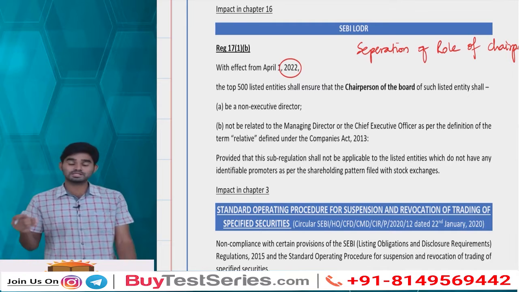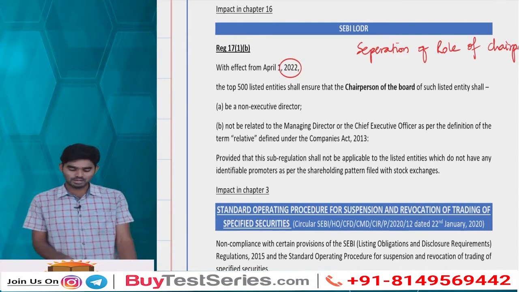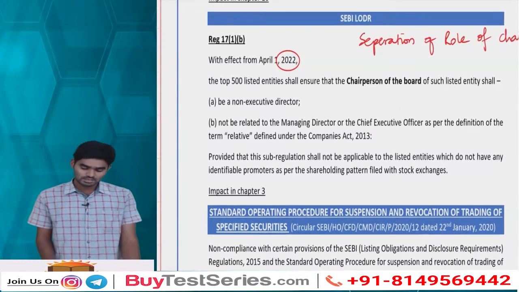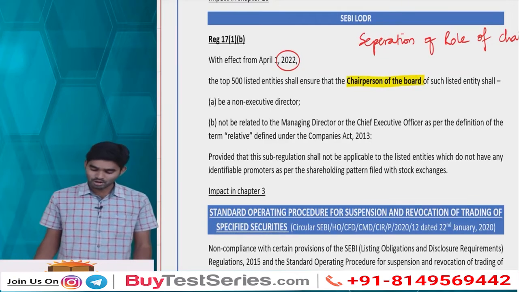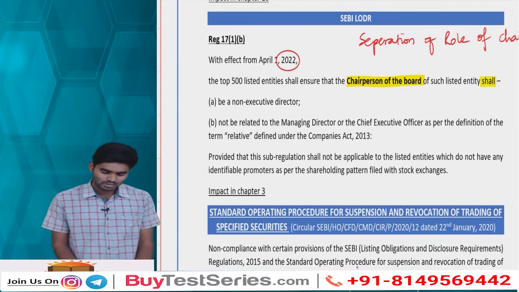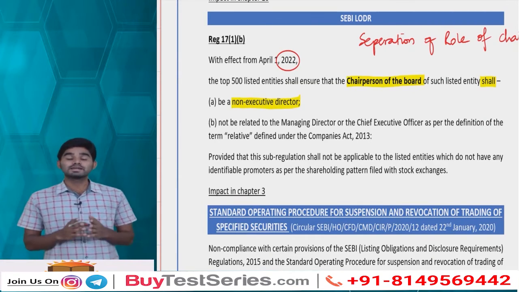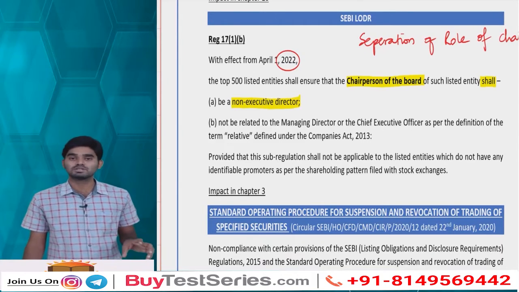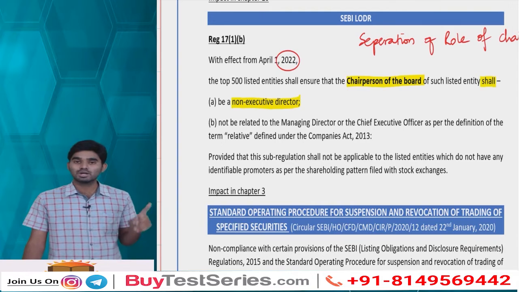company, but that has been extended further to 2022, whereby from April 1, 2022, the top 500 listed companies shall comply with this provision. What is that? The top 500 listed entities shall ensure that the chairperson of the board of such listed entity shall be a non-executive director. That means an executive director cannot act as a chairperson of the top 500 listed companies. An executive director cannot be appointed as a chairperson. He shall be a non-executive director.